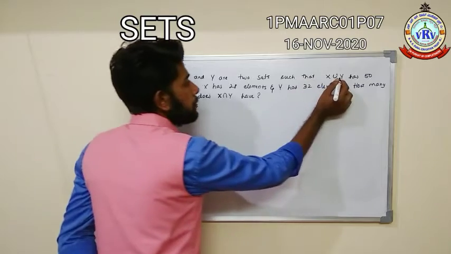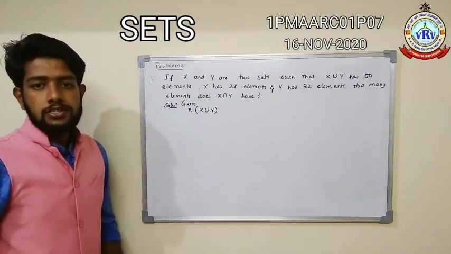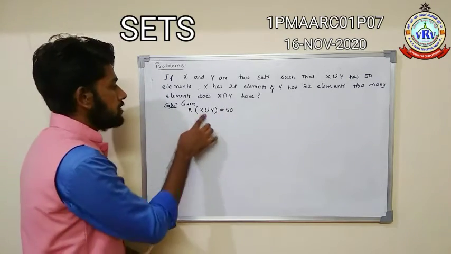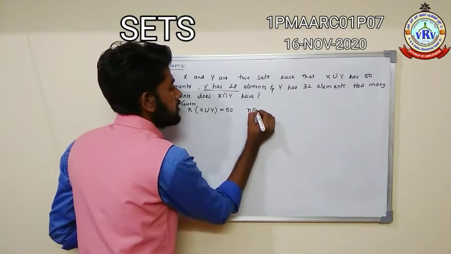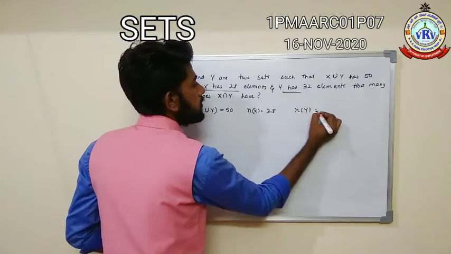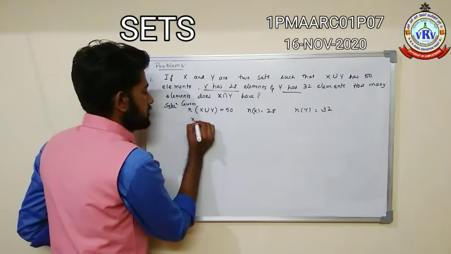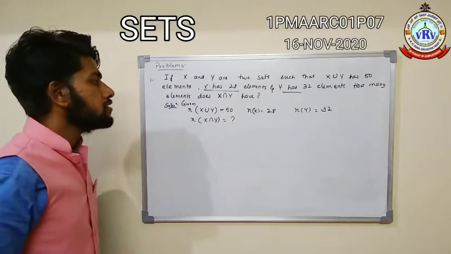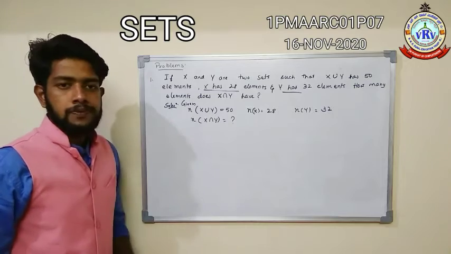Therefore, here the given number of elements in x union y, n of x union y, is equal to 50. Number of elements in x is equal to 28. Number of elements in y is equal to 32. And they want n of x intersection y. How many elements should be present in the x intersection y, that we have to find.